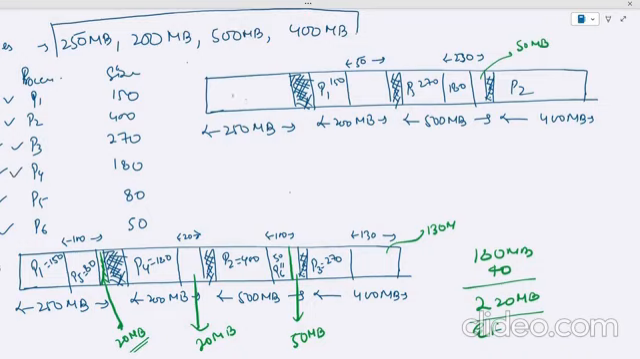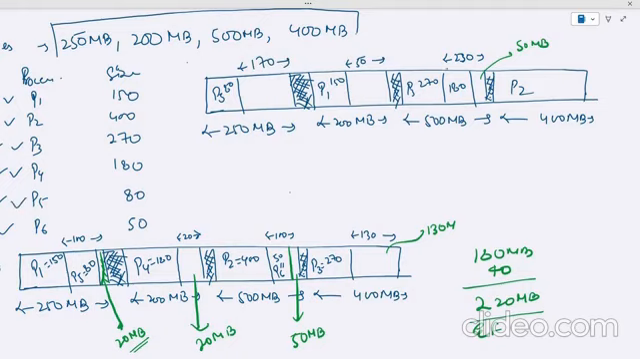P5 needs 80 MB. First of all, start from the starting. We can put P5 in the first block because in the second block we have 50 MB of space, and in the third block we also have 50 MB of space, so we cannot put it there. So P5 gets this space, 80 MB. If you subtract 80 from 250, you will get 170 MB of space left. P5 is also completed.